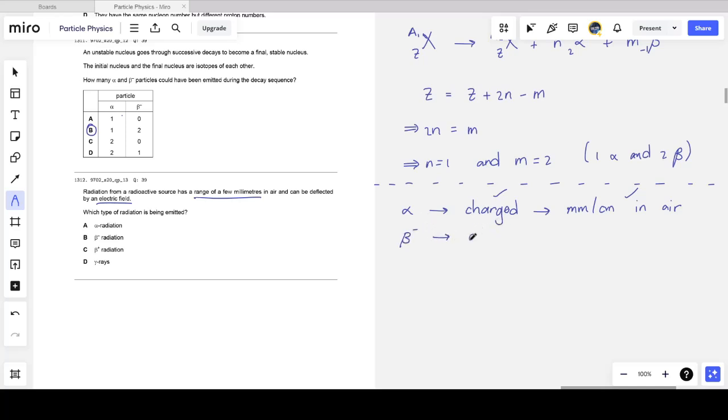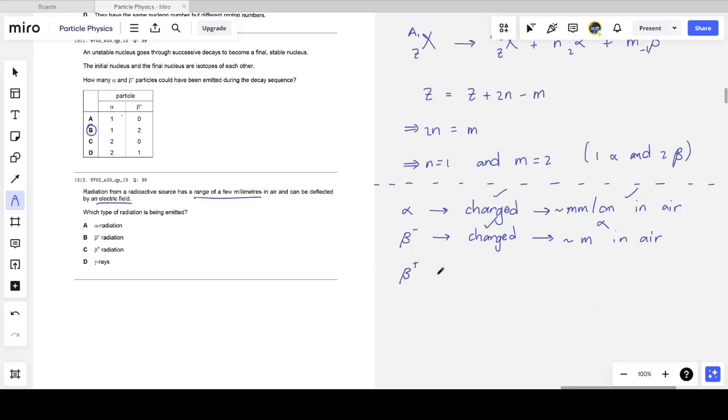So beta minus particles are charged. These are electrons. Remember, alpha particles are helium nuclei. They have 2 protons and no electrons, so they will have a charge of +2, so they are charged. Beta particles are just electrons, so they have a charge of -1. But beta particles can travel, and I'm just going to use a symbol, for an order of magnitude of a few meters in air. So this doesn't actually work out very well for us.